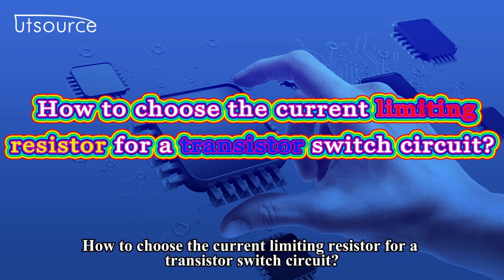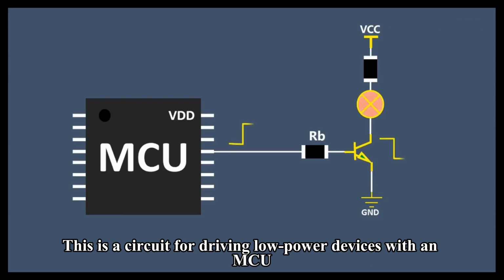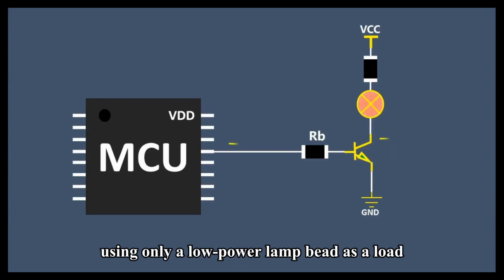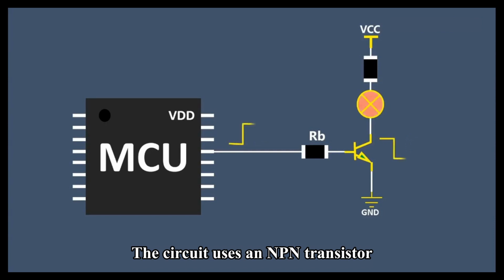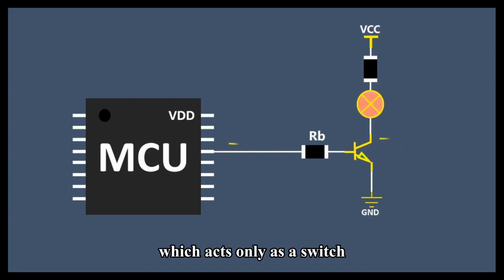How to choose the current limiting resistor for a transistor switch circuit. This is a circuit for driving low-power devices with an MCU, using only a low-power lamp bead as a load. The circuit uses an NPN transistor, which acts only as a switch.